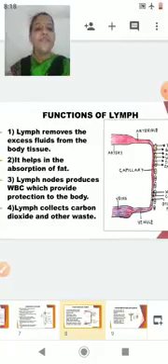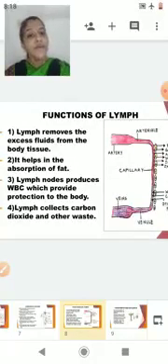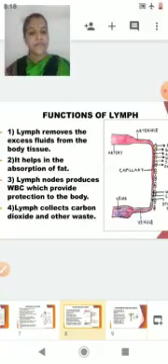Now lymph removes the excess fluids from the body tissue. If we don't remove the excess fluid from the body tissue, it will result in swelling. Lymph will help in the absorption of fat. Lymph nodes produce WBCs, which provide protection to the body. Lymph collects the carbon dioxide and other waste. Now the second point, as I said, the lymph vessel will help in the absorption of fat in the intestine. So these are the functions of lymph.